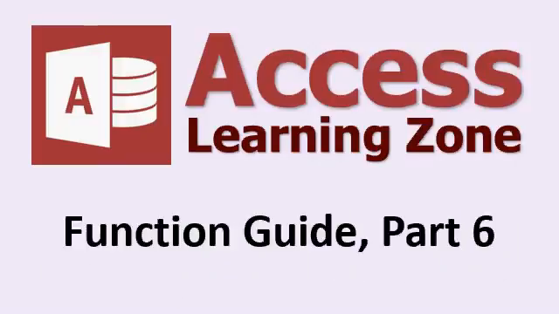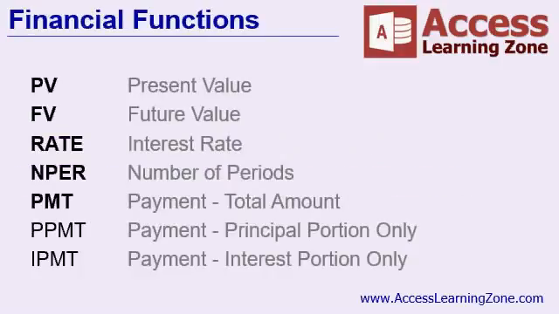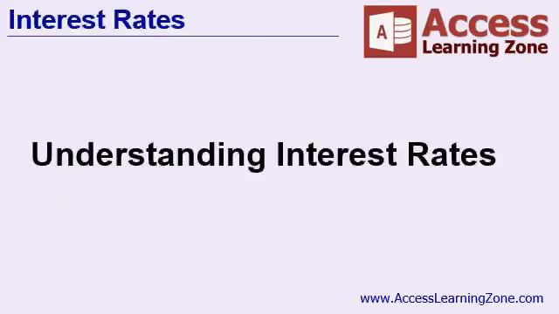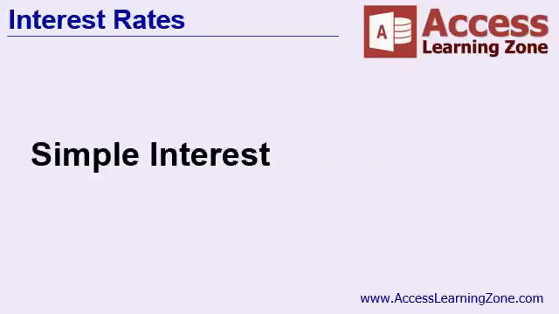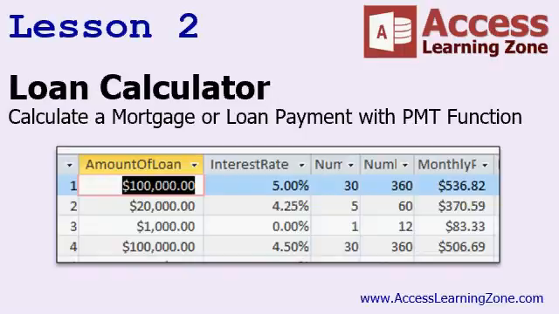Access 30 is part 6 of my comprehensive function guide to Microsoft Access. There are a whole bunch of different financial functions you can use in Microsoft Access. We will go over all the different popular functions. We'll talk about understanding interest rates, annual percentage rates, and so on. We'll learn the difference between simple interest and compound interest. We will go more into detail with that loan calculator that we just built.